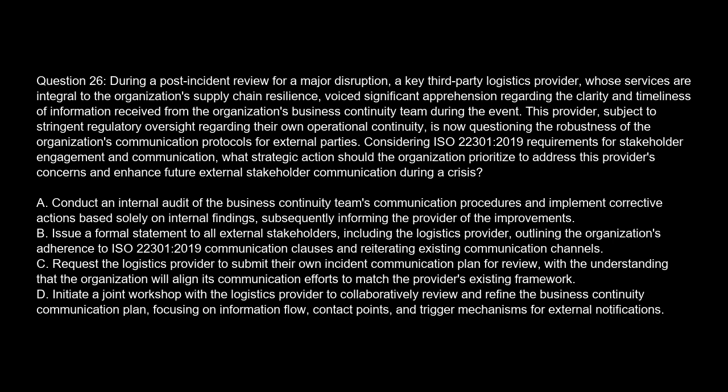Option A. Conduct an internal audit of the business continuity team's communication procedures and implement corrective actions based solely on internal findings, subsequently informing the provider of the improvements. Option B. Issue a formal statement to all external stakeholders, including the logistics provider, outlining the organization's adherence to ISO 22301:2019 communication clauses and reiterating existing communication channels.